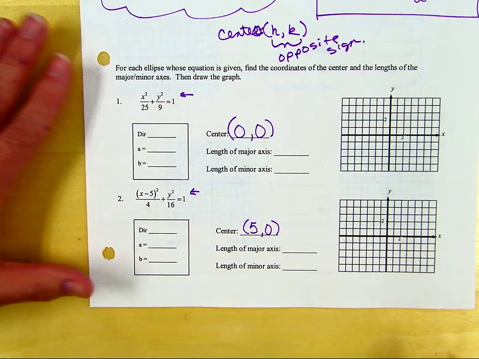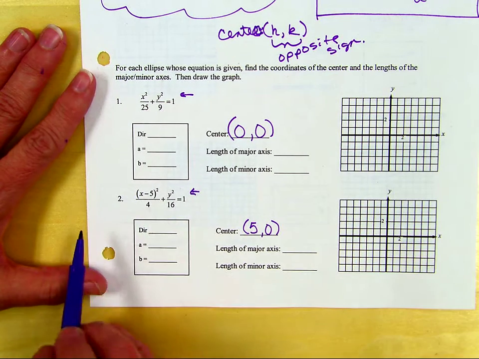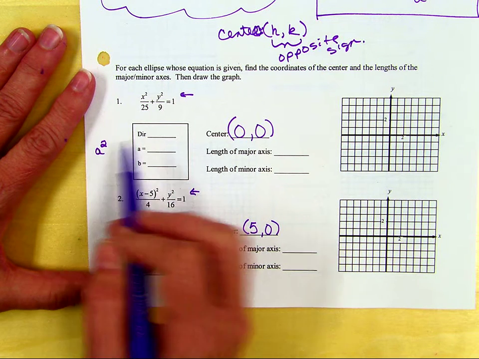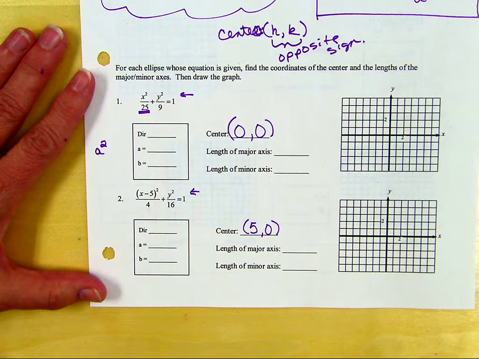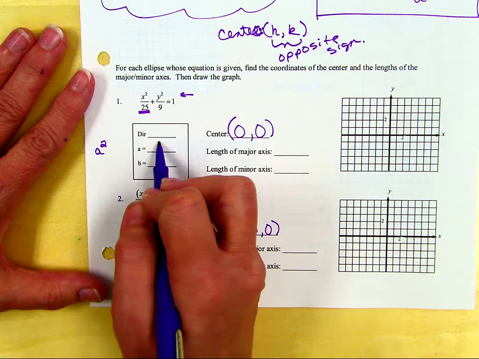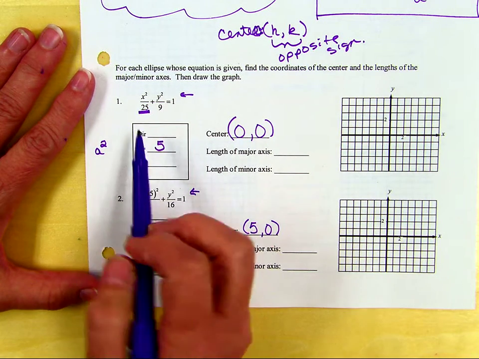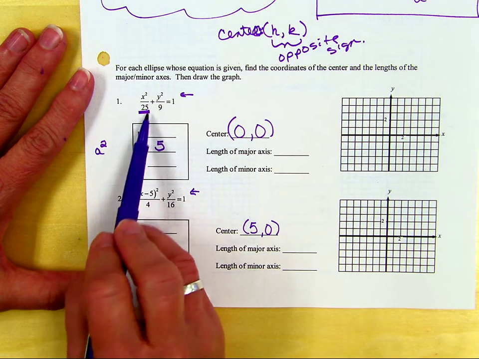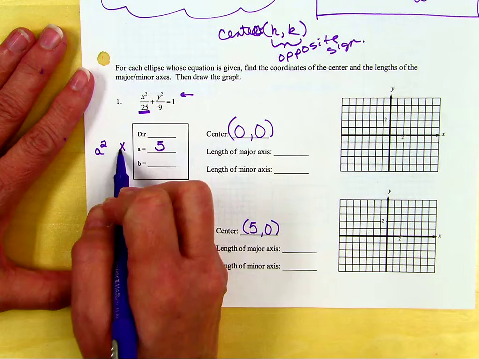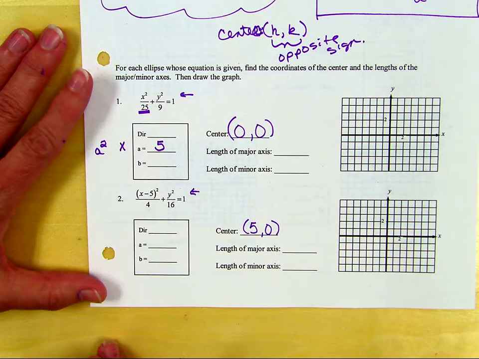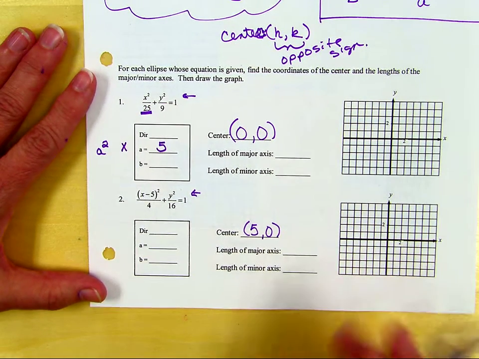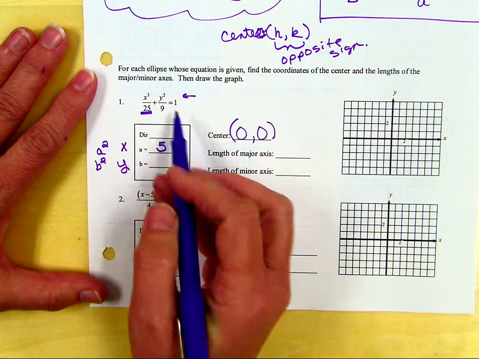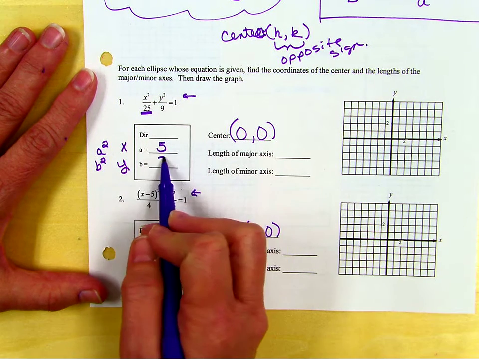The next thing I'm going to fill in is the A and the B. Remember, A squared is the bigger value. So a squared is going to be 25, so a equals 5. Always make a note, where is the a squared? In this case, it's under the x. So you're going to put an x here. It's going to be really important. Don't forget that. The b squared is under the y. B squared is 9, so b is 3.